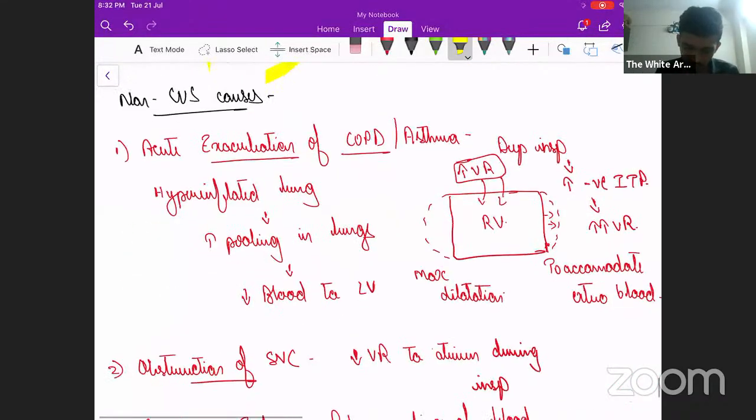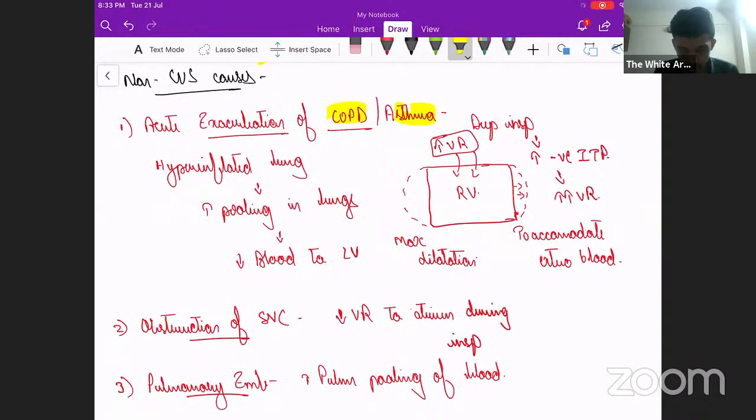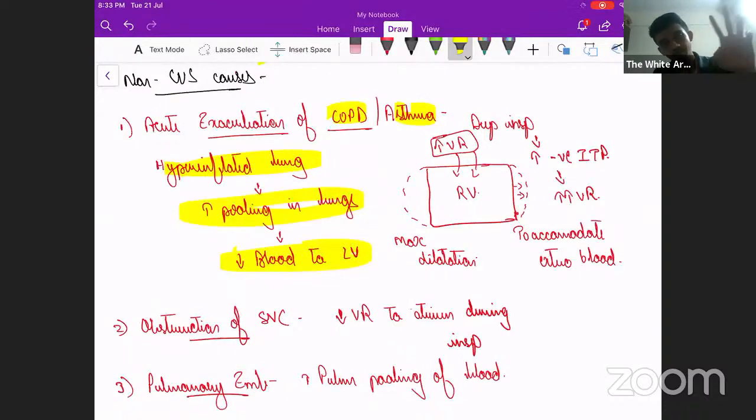Okay. Now coming to the non-serious causes. One is acute exacerbation of COPD or asthma. Overall, this is the most common cause for pulsus paradoxus. In this, what happens? Two causes. One is the lungs are hyperinflated. Because of this, there will be increased pooling in the lungs. So there will be decreased blood going into the left ventricle. As it is going less in inspiration, it becomes even more in case of acute exacerbation.